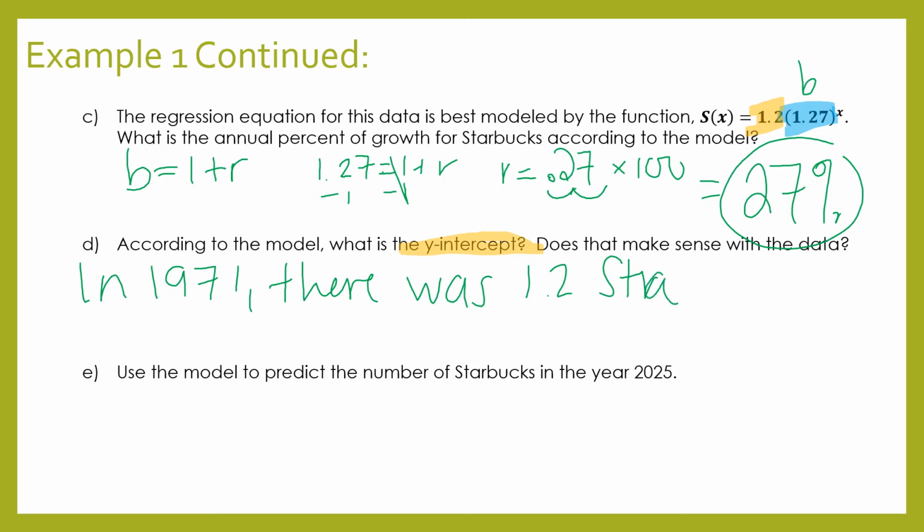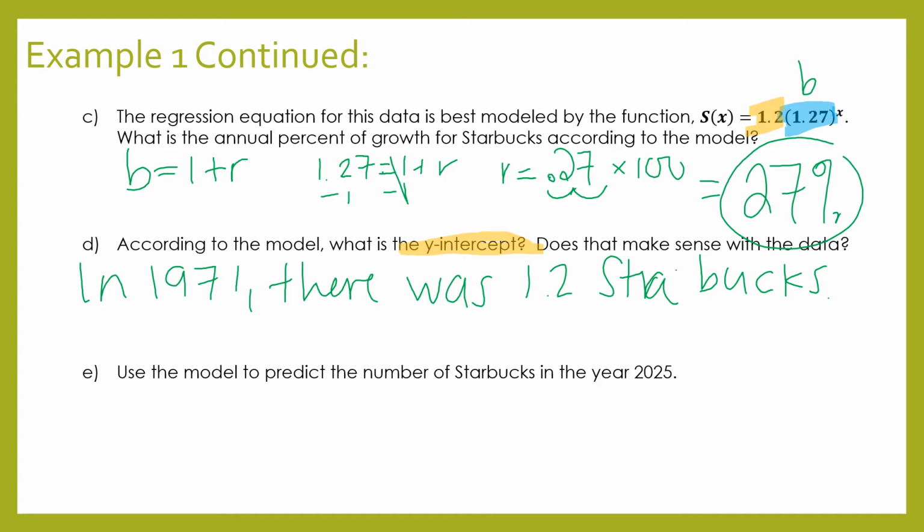Obviously you can't have part of a store, so that 0.2 doesn't really make sense, but we do know in 1971 we started with 1, so that 1.2 is actually pretty close to our actual starting value, which is good. Sometimes it's not as close, so this one is really close to what we actually had.